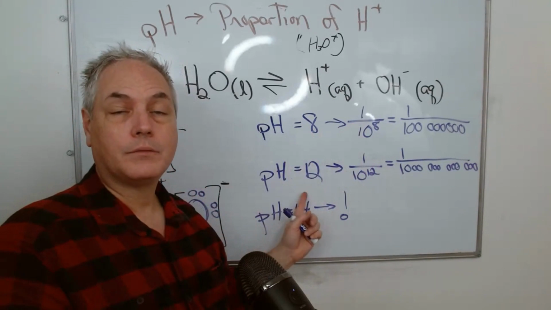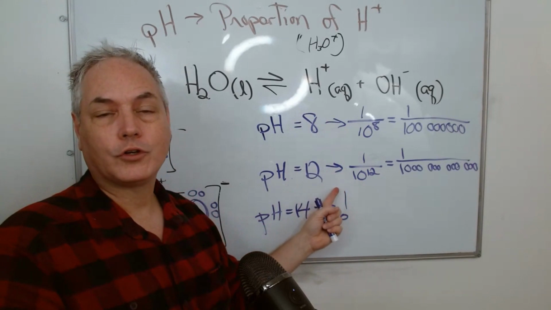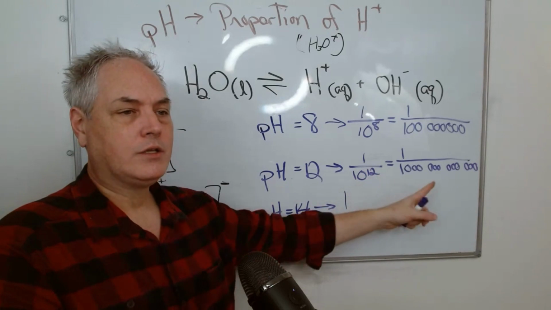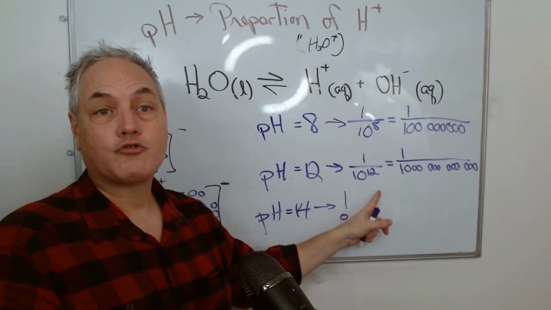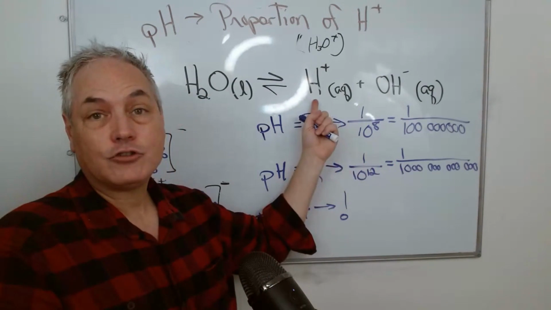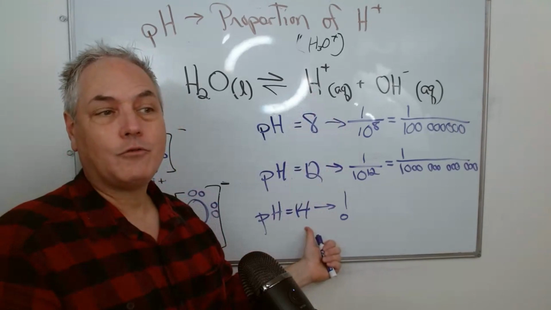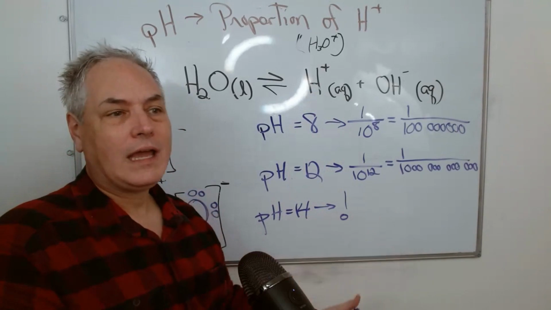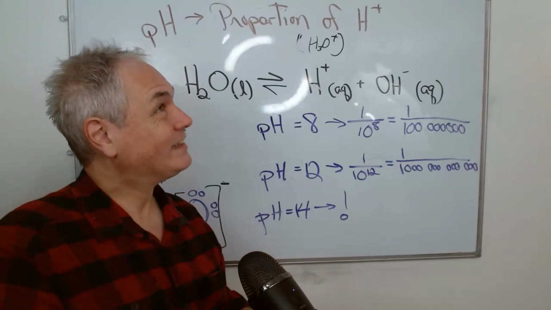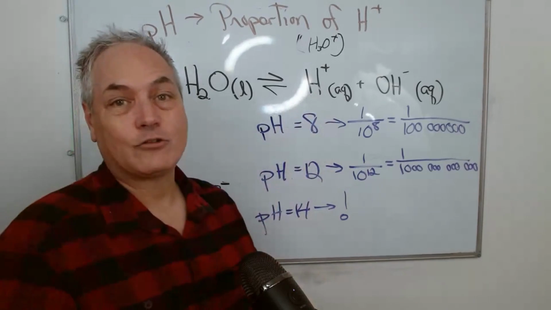If you go to a pH of 12, the proportion of hydrogen is 1 over 10 to the power of 12, so we end up with 1 out of 1 trillion positive hydrogen ion. There you go. If you have a pH of 14, then it's even smaller, and we end up with 1 over a hundred quadrillion. So you can see here the concentration of hydrogen is decreasing.